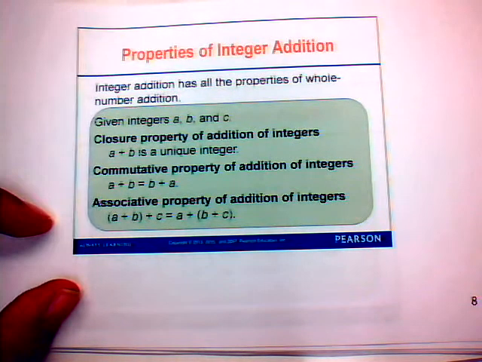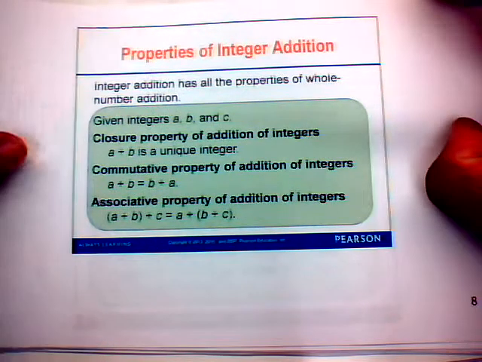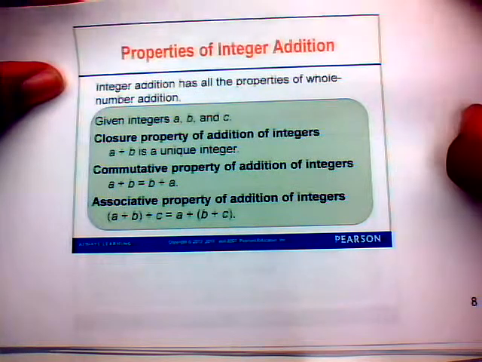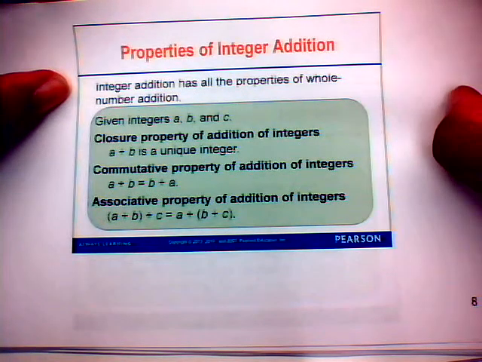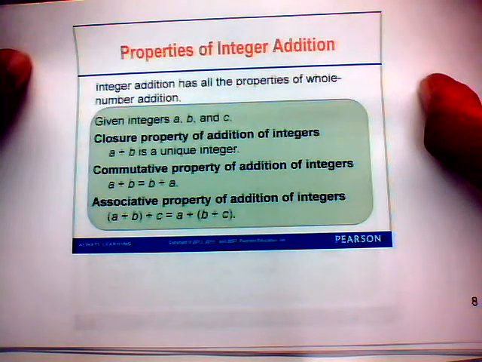The commutative property is this. Add a and b together, you'll get the same thing as adding b and a together. Okay, so the order does not change the answer. 3 plus a negative 6 is the same as saying negative 6 plus 3.